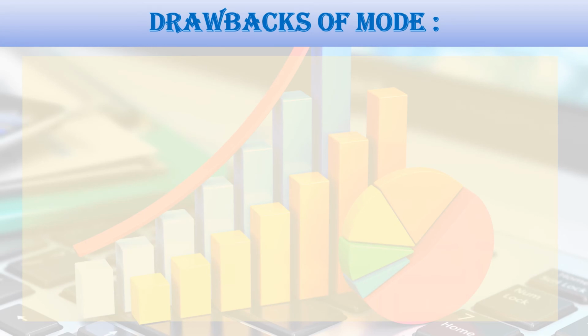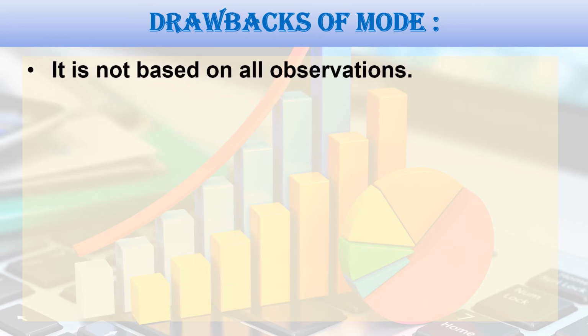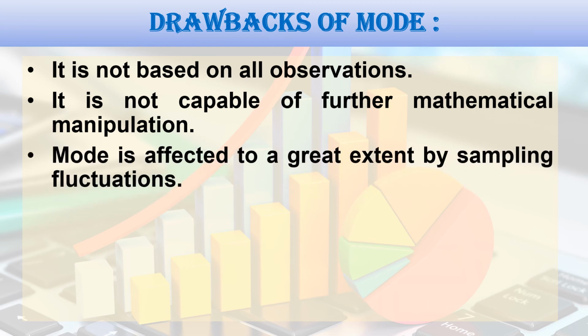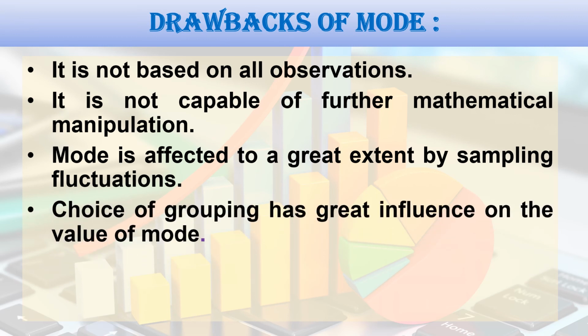Then what are the drawbacks? It is not based on all observations because, as it is said, the value repeated most is the mode of the corresponding data. It is not capable of further mathematical manipulation, in the sense we cannot do inferential statistics with the mode. Mode is affected to a great extent by sampling fluctuations. Choice of grouping has great influence on the value of mode.